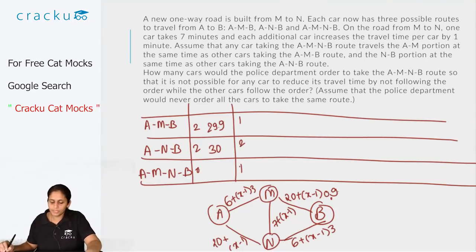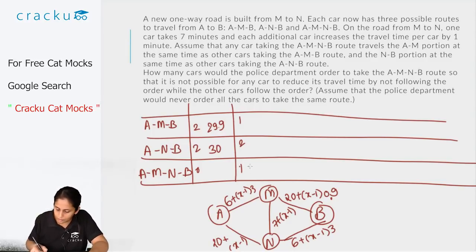Now suppose somebody switches from AMB to AMNB. How much time would that take them? So they'll still do the AM part with the same guys. So that part would not change. So that would essentially be 6 plus 2 minus 1 times 3. So that will be 9 minutes for both of them.